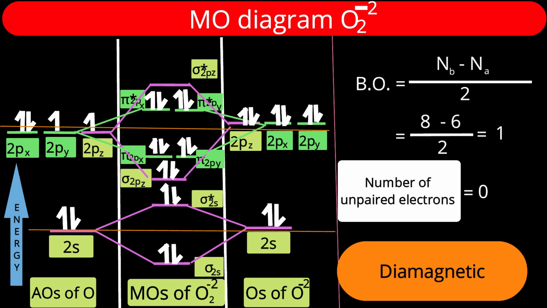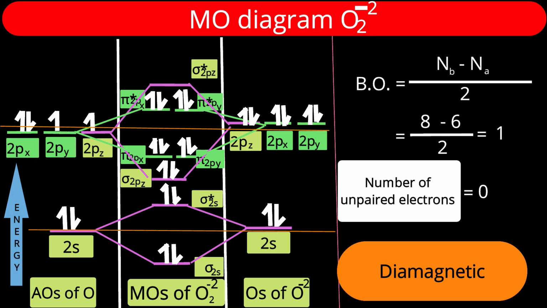In pi 2px, pi 2py, sigma 2pz, 6 electrons, and sigma 2s, 2 electrons. 6 electrons are there in antibonding orbitals. How? Sigma star 2s, 2 electrons, pi star 2px, pi star 2py, 4 electrons. So 6 electrons. 8 minus 6 divided by 2, answer is 1. So 1 bond is present in O2 minus 2.